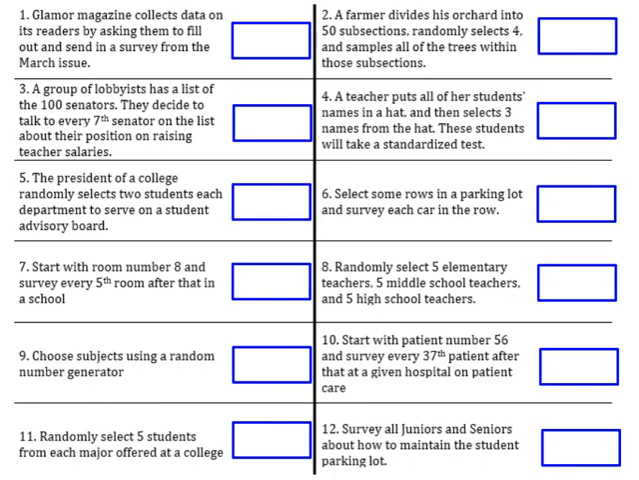The last thing here is we have some examples for you guys. Sometimes the best method is just to go through them and to give you hands-on experience with how to approach these so that in the next 10 or so at the bottom or on the back of the page, you'll be more successful. So Glamour Magazine collects data on its readers by asking them to fill out and send in a survey from the March issue.